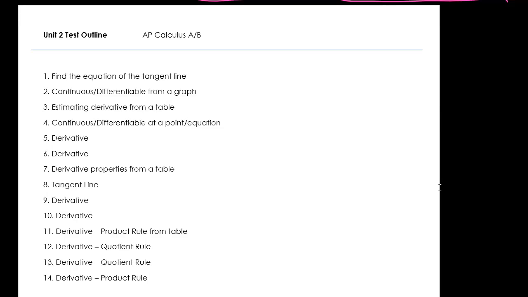Yes? Want to go over it? Okay. I'll put it this way. If you are ready to go over the outline, I'll go over it now.